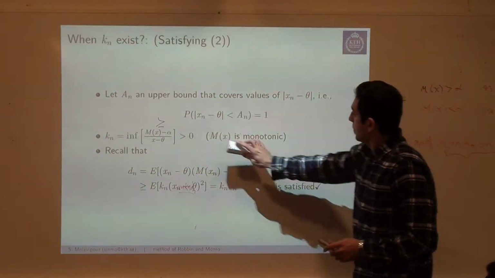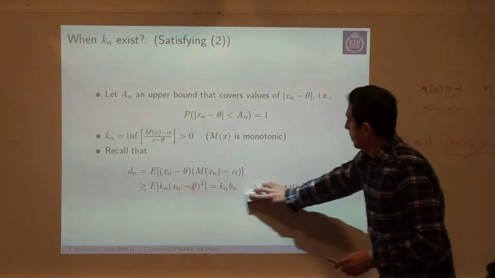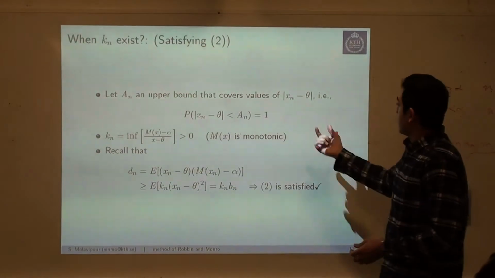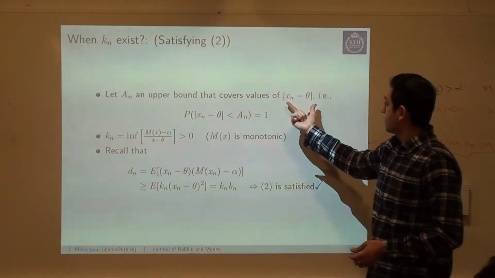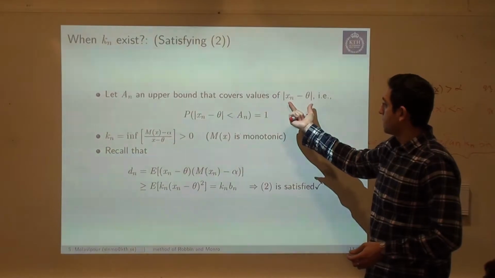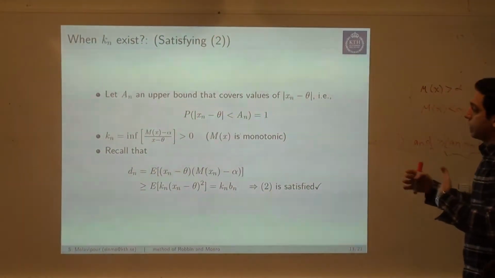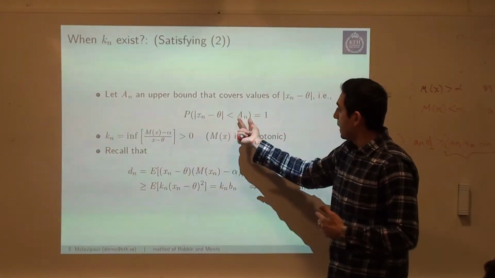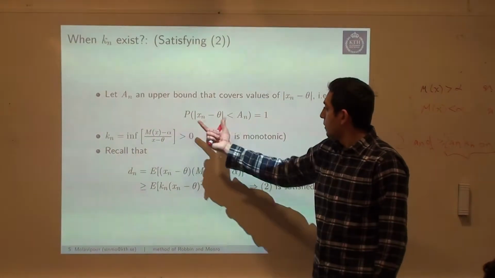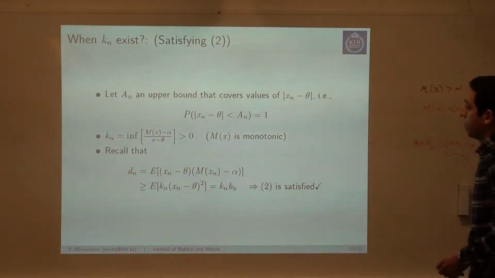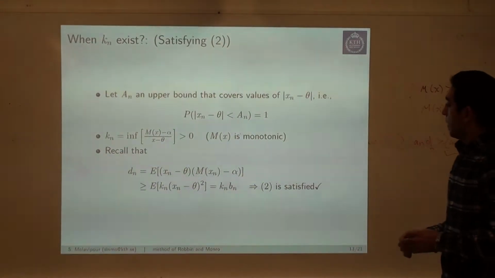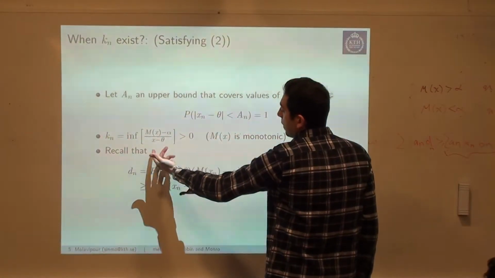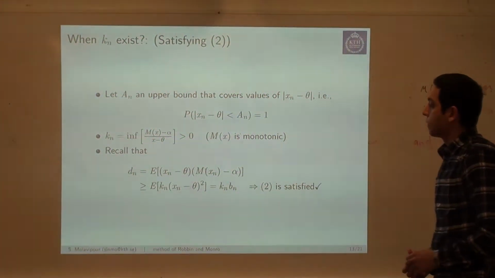Here we define an upper bound for the absolute value of Xn minus theta. We are not deviating from this theta by more than an, somehow, so the probability of this being smaller than an is 1. So this is an upper bound. And then we introduce Kn to be the infimum of M(x) minus alpha over x minus theta.